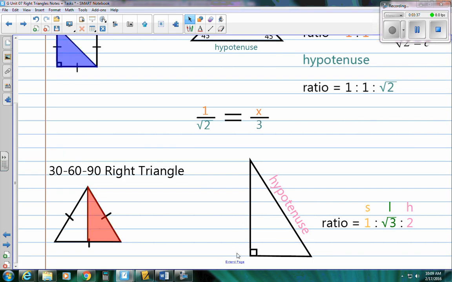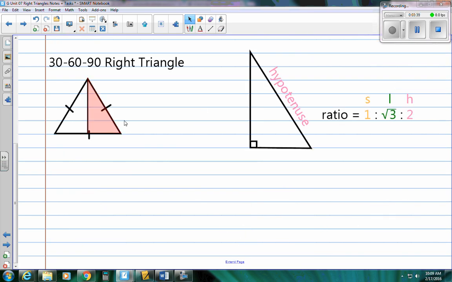Okay, the second type of special right triangle is called the 30-60-90 right triangle. And you'll see this oftentimes in an equilateral triangle that is cut down the middle. And an equilateral triangle, of course, has 60-degree angles. So this angle, and this angle up at the top would be 60. And so, of course, if we cut that triangle in half, that would make this angle 30. So we have a 30, 60, 90-degree right triangle.